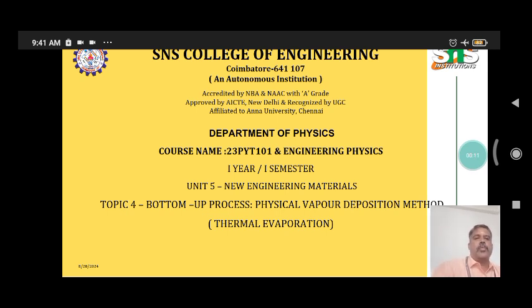Another topic we discussed in new engineering materials is the bottom up process. In the previous video we discussed the top down process. This one is the bottom up process. An example of bottom up is the physical vapor deposition method, which we call the thermal evaporation method.